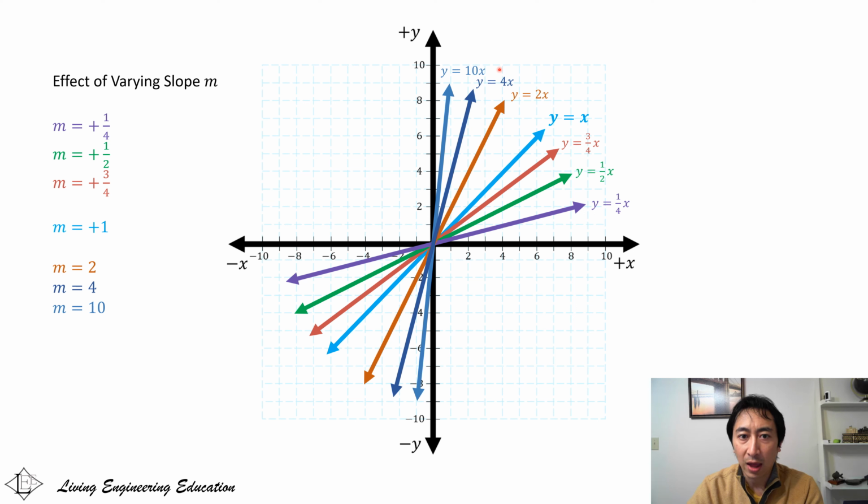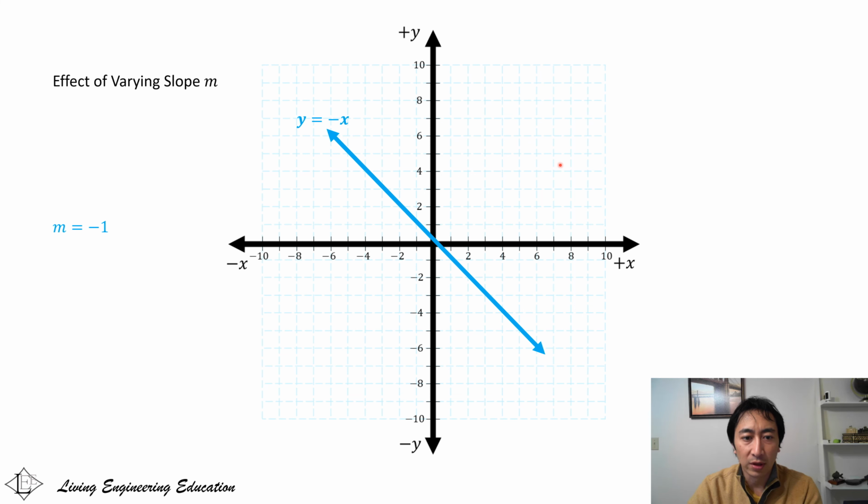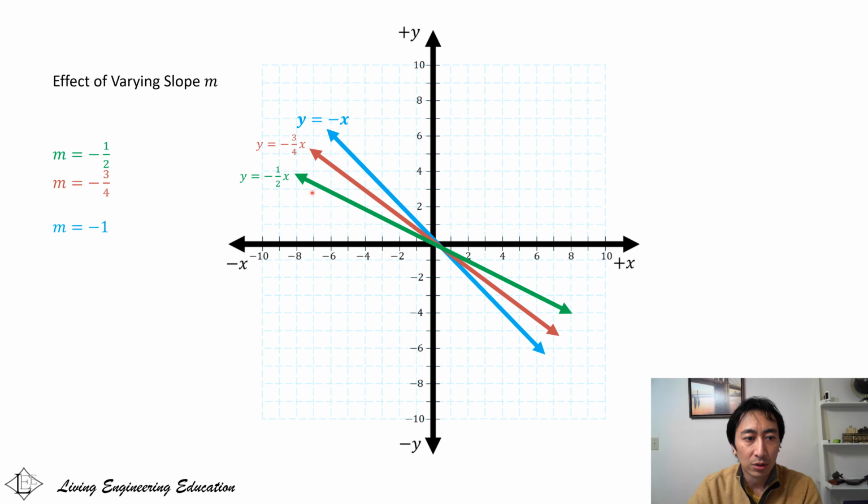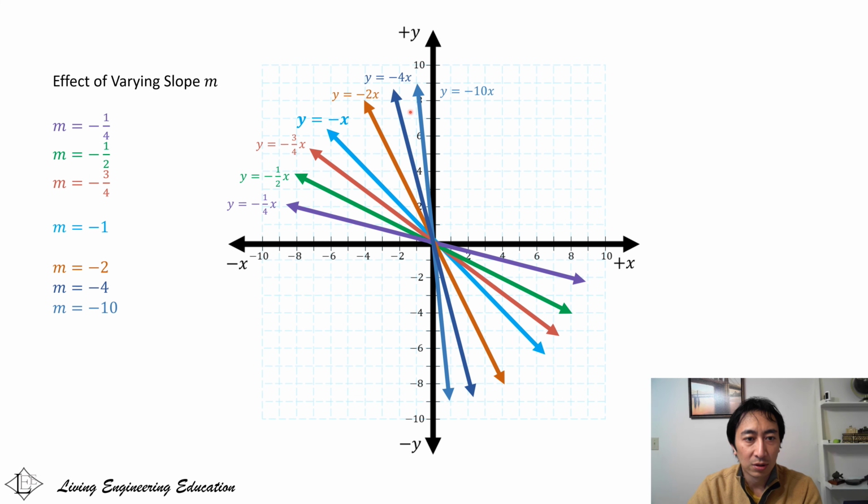So next we can take a look at what this represents on the negative side. Remember, this is quadrant 1, this is quadrant 3. We can take a look at the negative slopes and represent them in quadrant 2 and quadrant 4. Just like we saw for the positive slopes, we have similar behavior for negative slopes. So here's the -1 slope, or y equals -x. Here's -3/4, -1/2, -1/4, and then we can go towards infinity: -2x, -4x, and -10x.